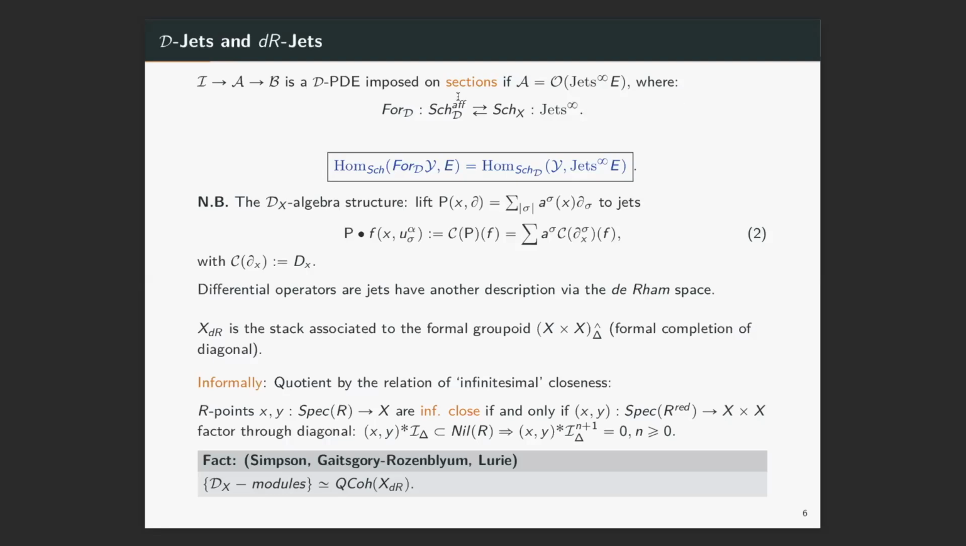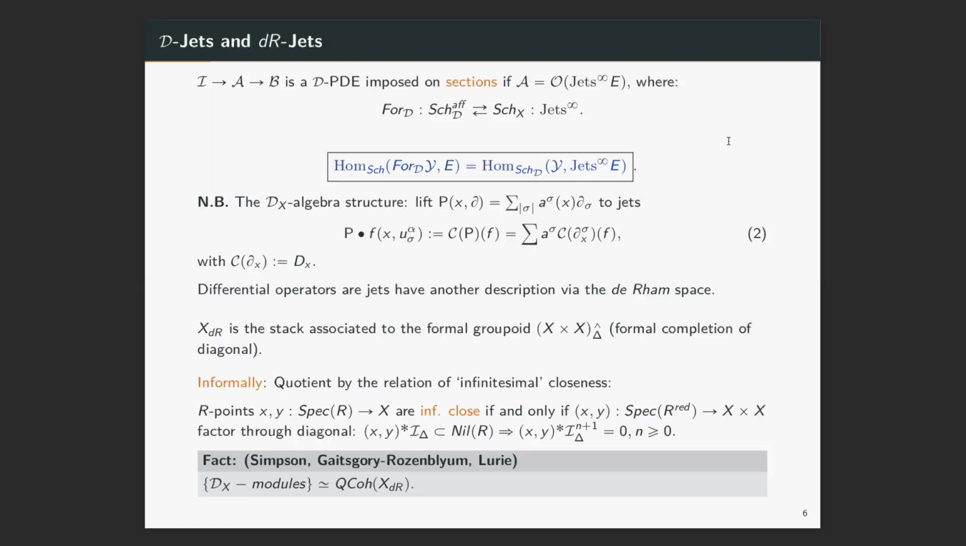And so F here, remember, is just forgetting the connection, so forgetting this D structure you have. So this is the universal property I'll refer to when I talk about the universal property of jets, or the universal jet adjunction. And this is extremely useful for a lot of reasons, as we'll see. So the D algebra structure is always going to be acting through the lift of this Cartan distribution.